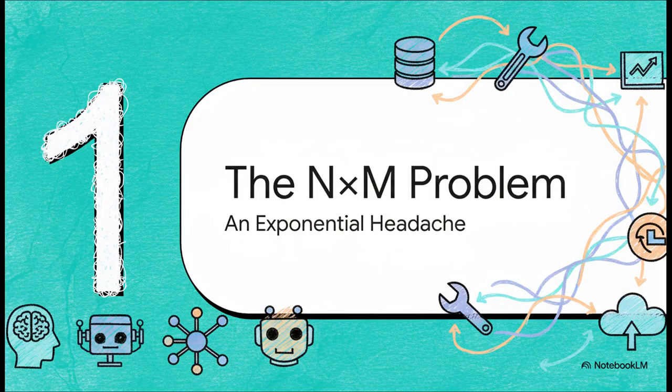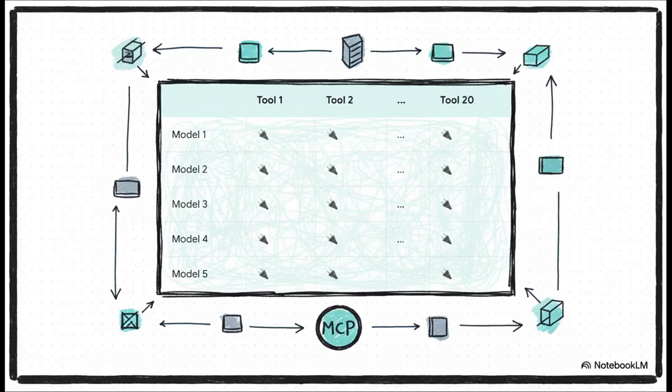Well, the heart of this problem actually has a name. It's called the N by M problem. Now, it sounds all mathematical and abstract, but trust me, in practice, it's a total nightmare. N is just the number of AI models you want to use, and M is the number of tools you need to connect them to. And here's the kicker. The work to connect them all doesn't just add up, it multiplies like crazy. And this table shows you exactly how out of control it gets.